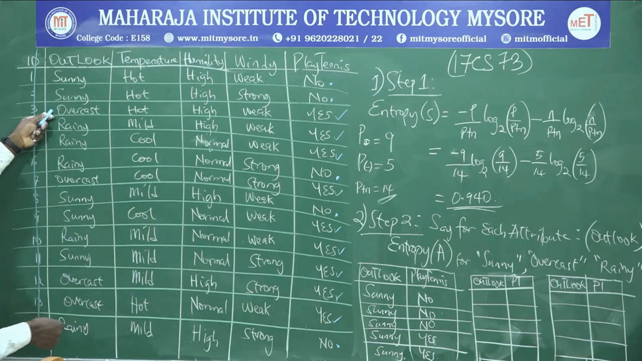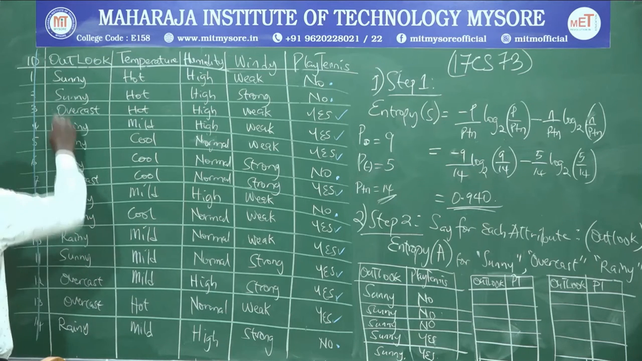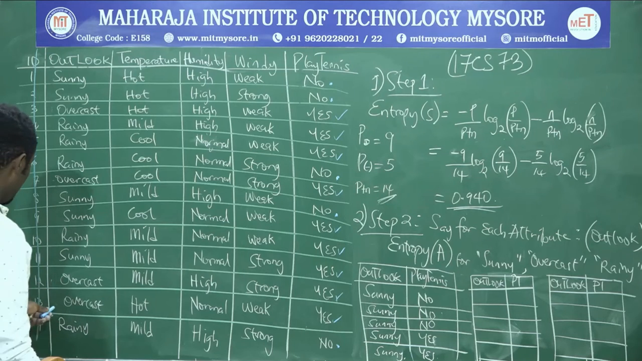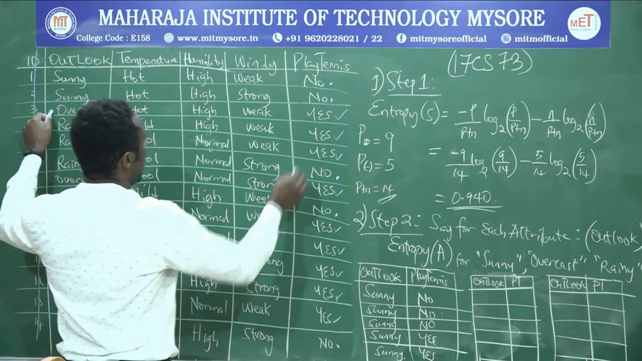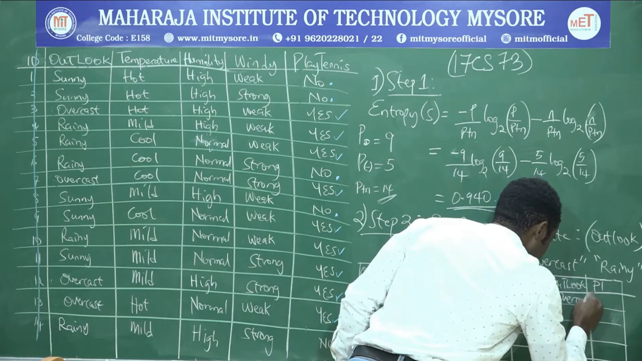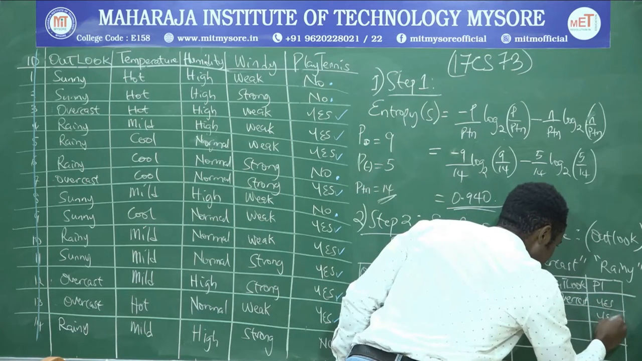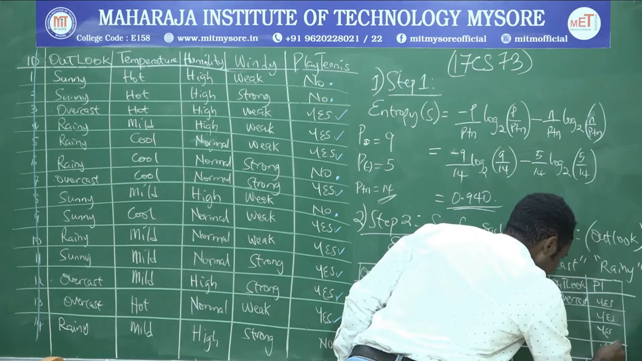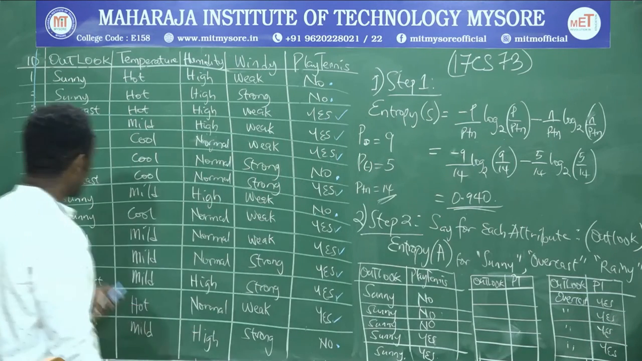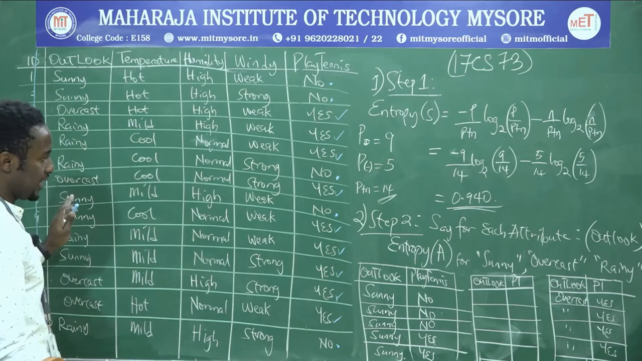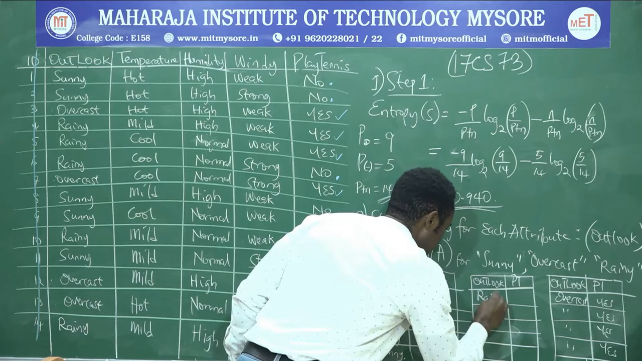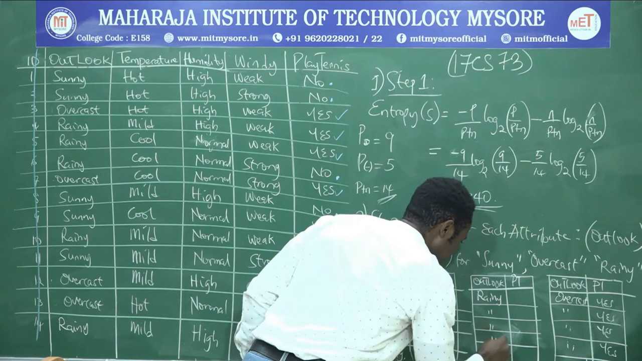Now the next one is overcast. Overcast, let's see. 1, 2, 3, and 4. And I know that all the overcasts are yes. So I go here, overcast, yes, yes, yes, and yes. So this is overcast. Now, what is left is rainy, right? So obviously rainy will be 5. I hope you agree to that.